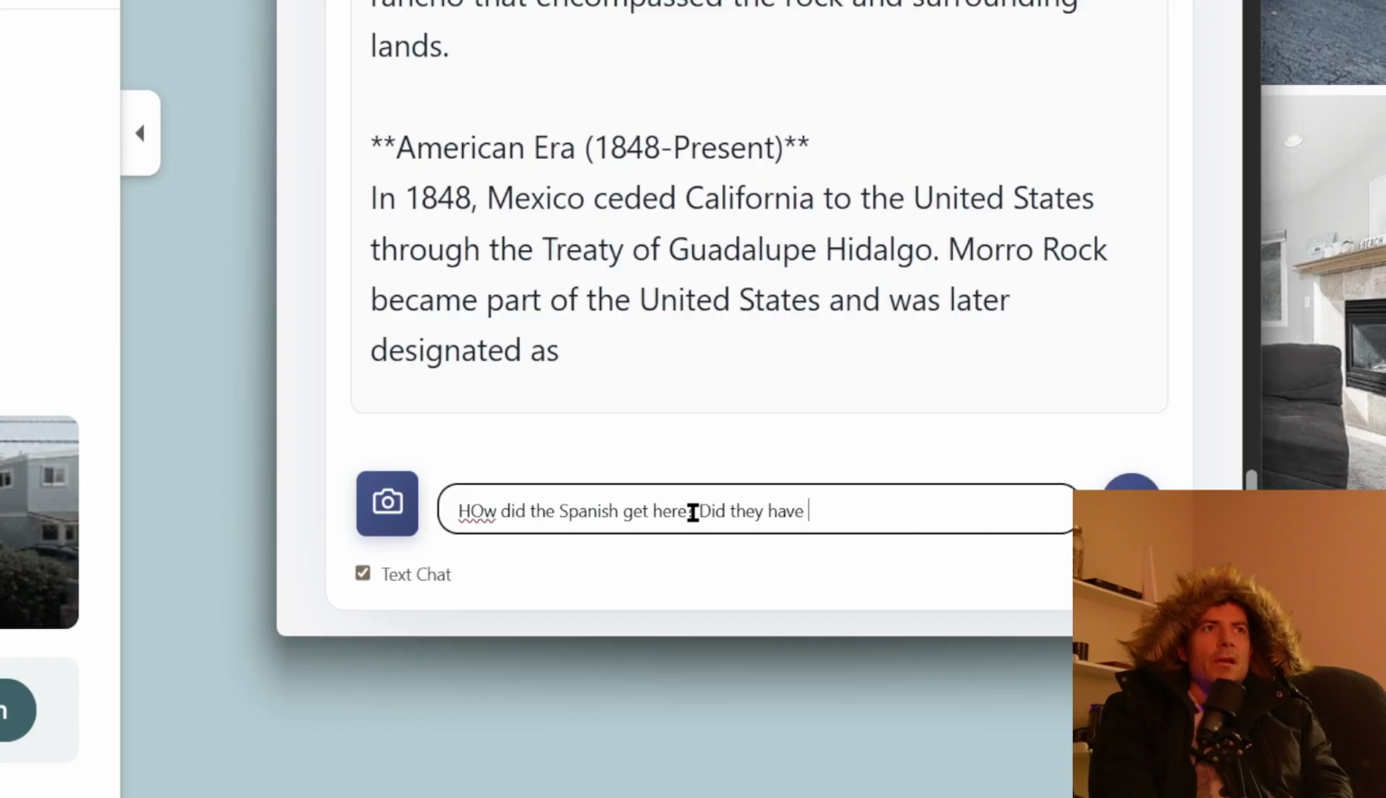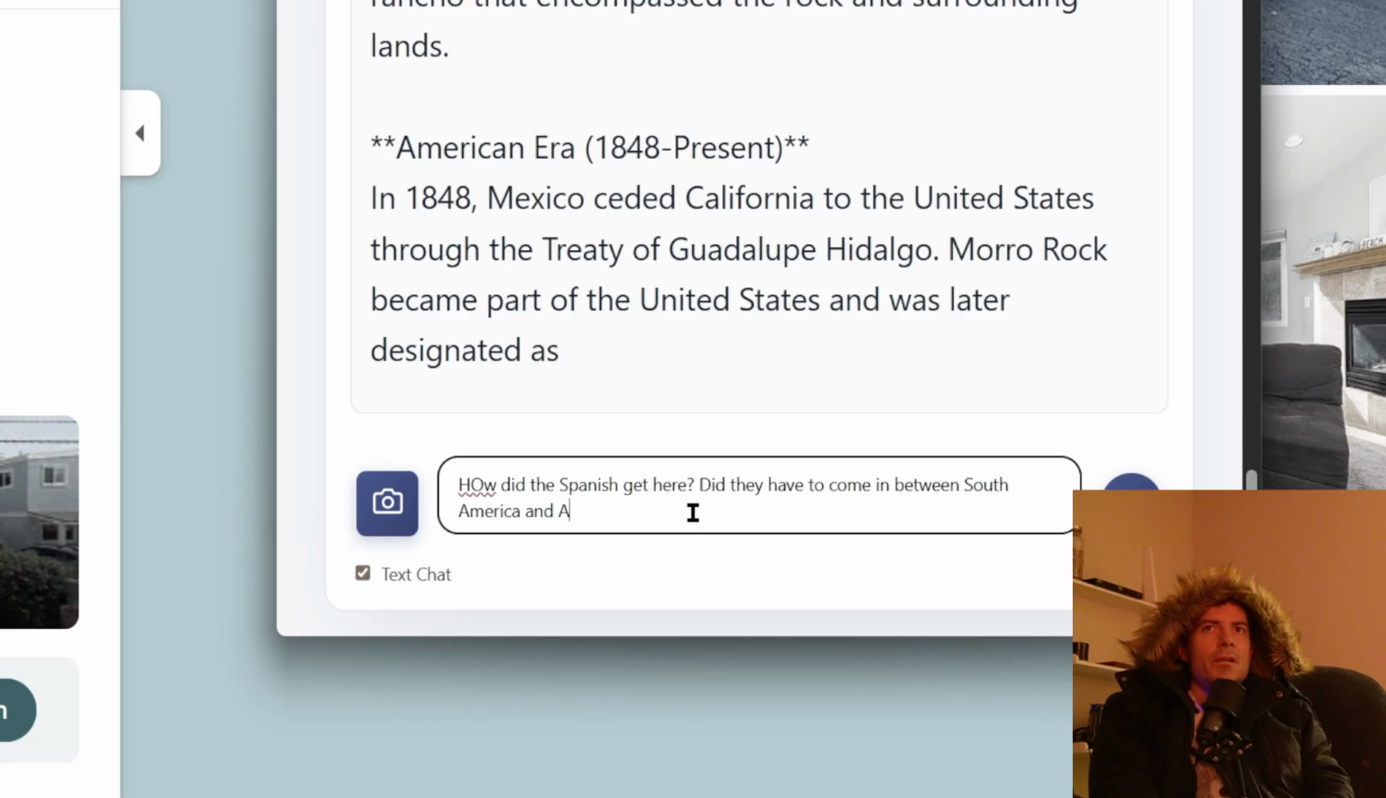But how did the Spanish get here? Did they have to come in between South America and Antarctica? Did they freeze? Did they reach CA traveling by land?